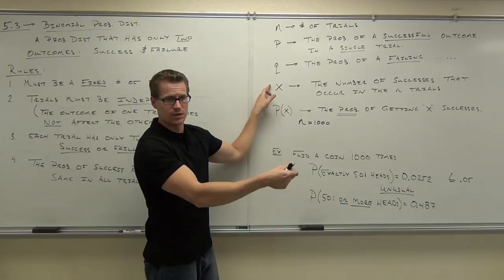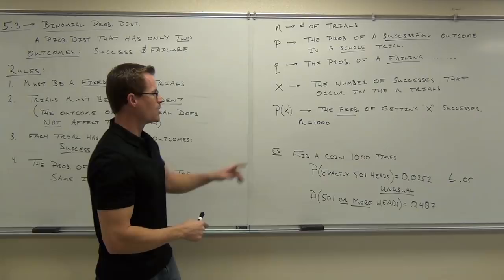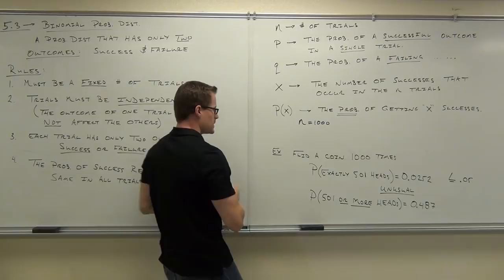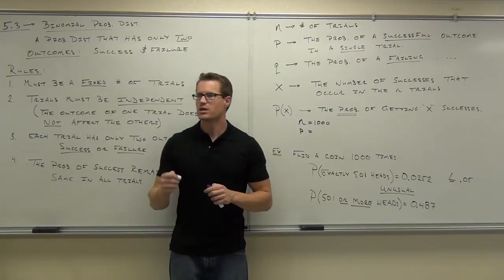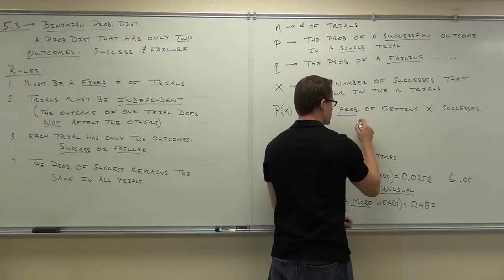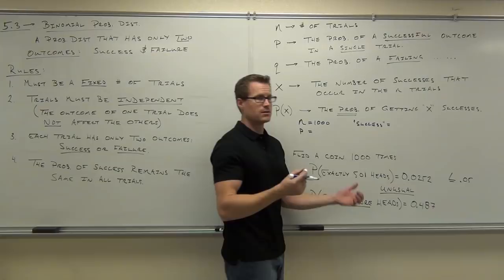So let's go ahead and fill out the rest of the stuff. We knew N was 1,000. We're going to look for little p. Little p is the probability you're going to get a successful outcome. Now, in our case, what is our success? What was it? Heads. Yeah, getting a head.